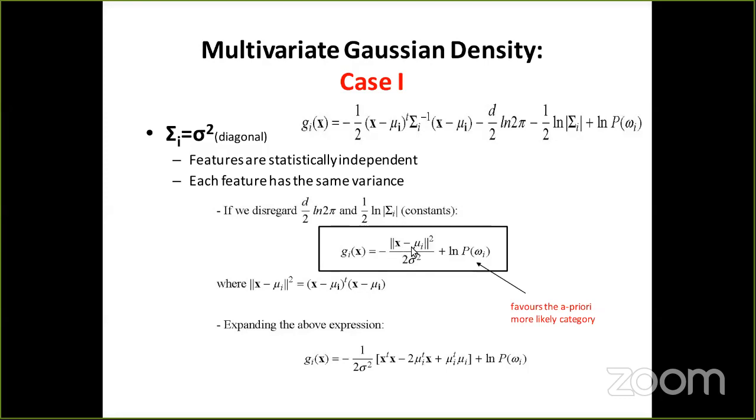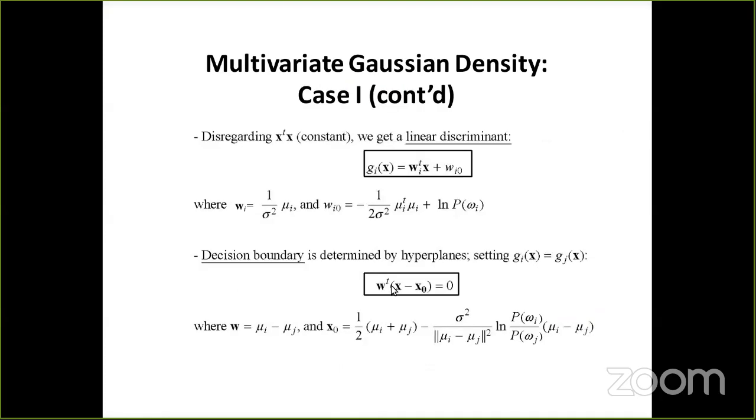This inner product square is basically this, written in short form. Then if you do some manipulation over the variables, you can expand this g_i and finally express it in this form: omega_i transpose x plus omega_i0, where omega_i and omega_i0 are expressed in this way.